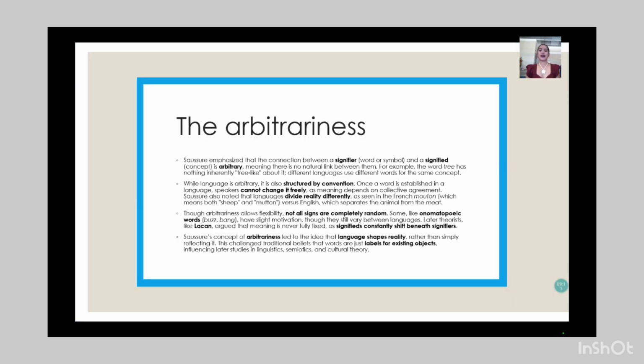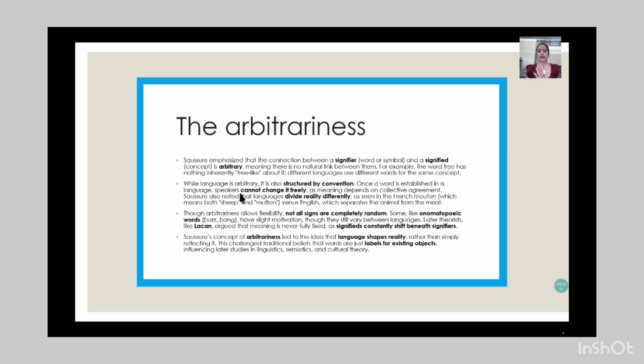So next is arbitrariness. Saussure emphasized that the connection between a signifier and a signified is arbitrary, meaning there is no natural link between them. For example, the word tree has nothing inherently tree-like about it. Different languages use different words for that same concept.